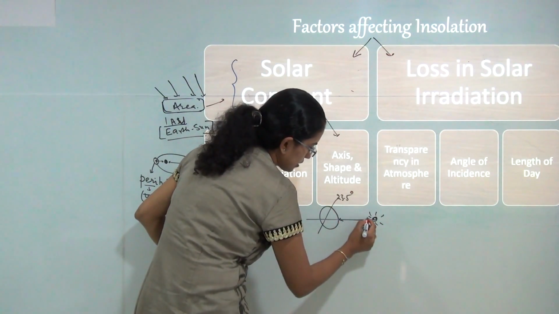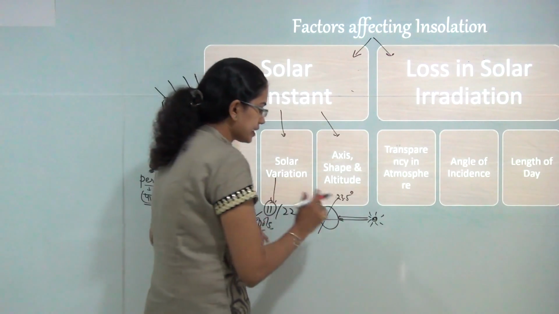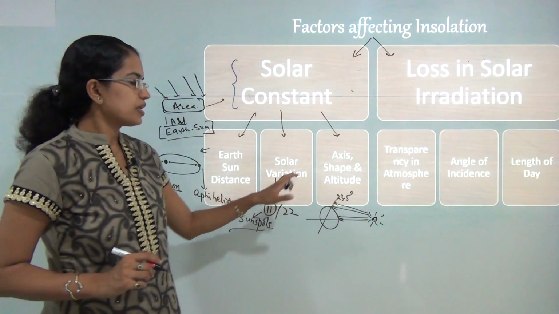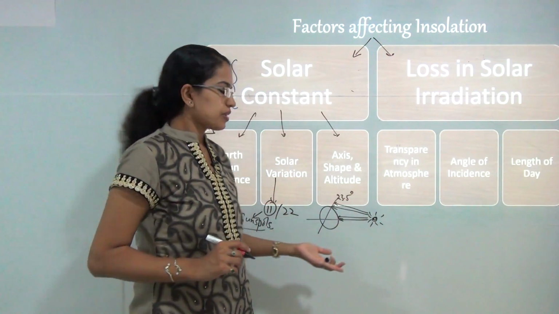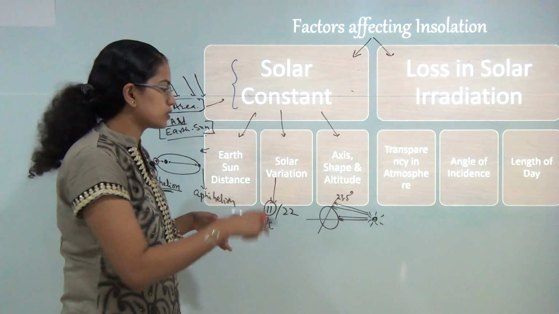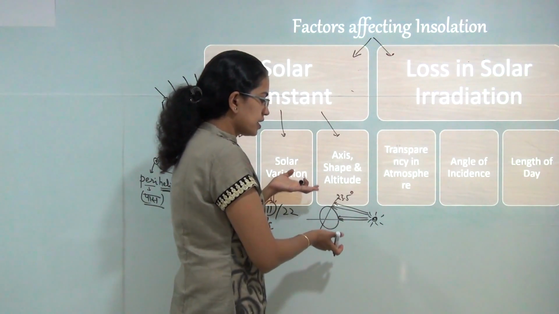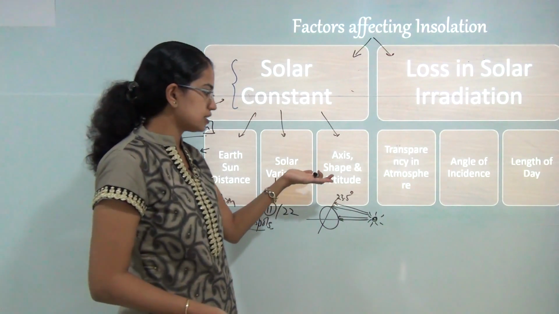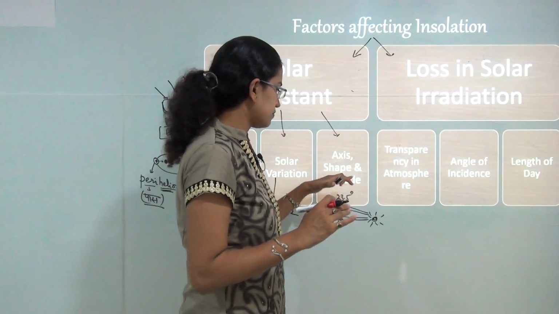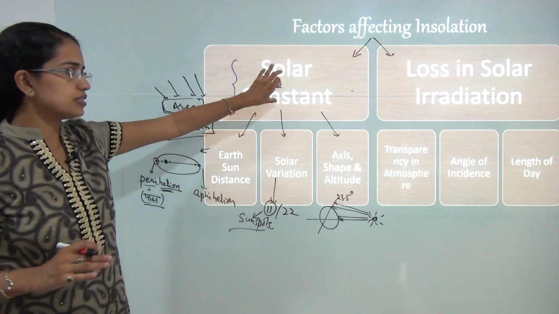So towards the equator you have direct radiations which are much higher in concentration as compared to the poles, that we already saw in the last diagram. So axis, shape and altitude. As you move higher in altitude, we will refer more when we talk about the vertical and the horizontal distribution of temperature. There are changes in the temperature that occur. Temperature decreases as you go up in the troposphere, but that is limited to the troposphere. We will see further how the temperature moves. So these three factors affect the solar constant.